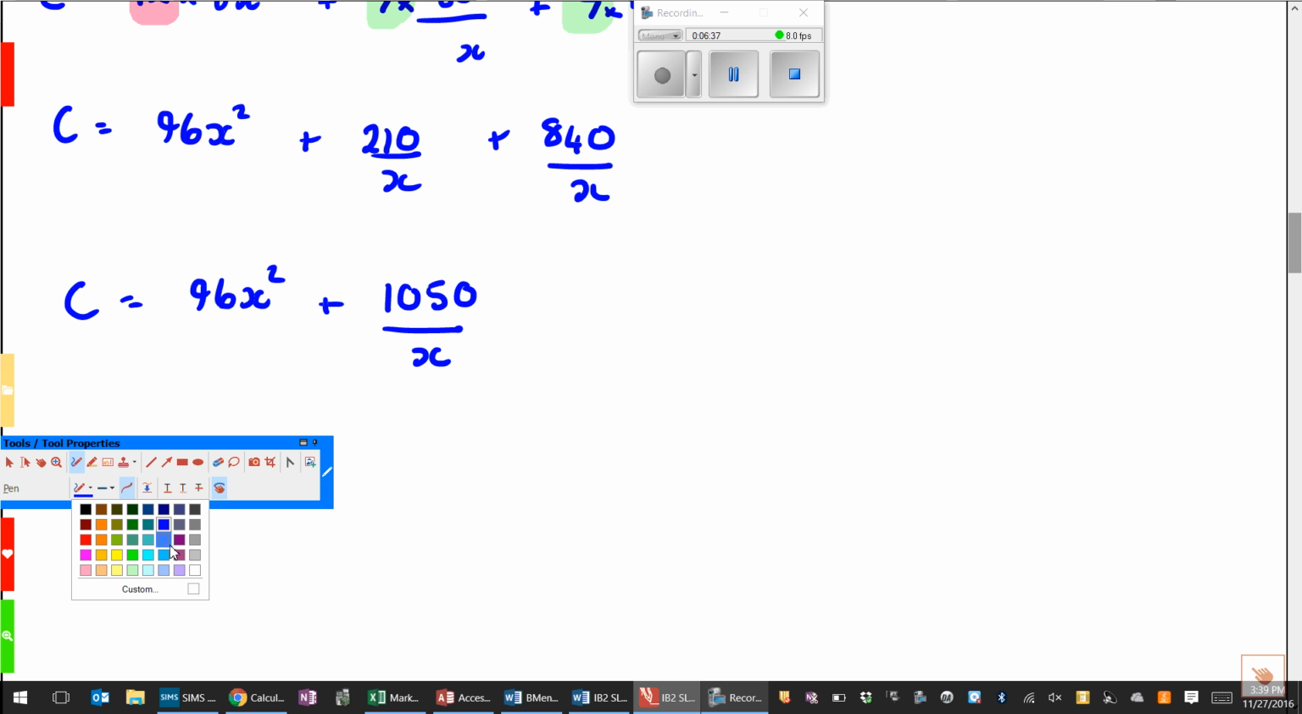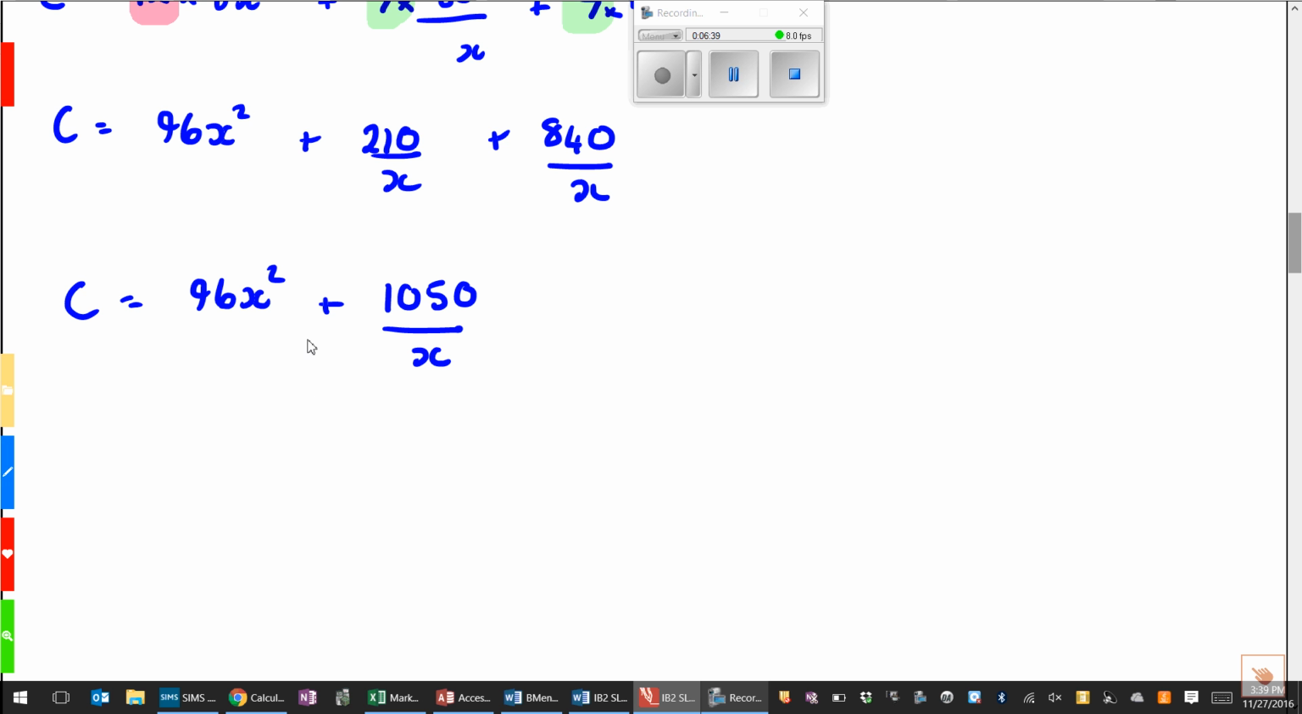So the question was, now we've got to find the minimum cost, so we're going to look at having to again solve f dash of x equals 0 to find where we have a minimum. Okay, so I'm going to find dC/dx.